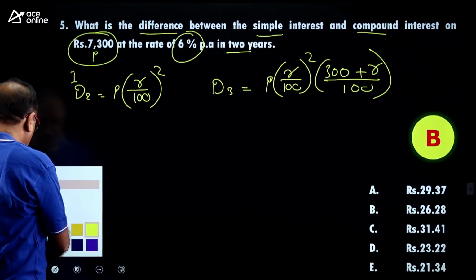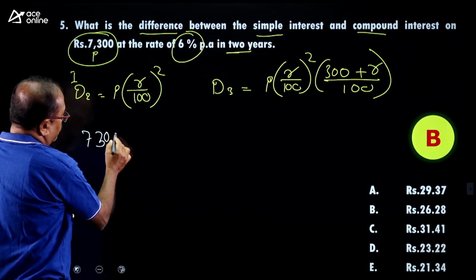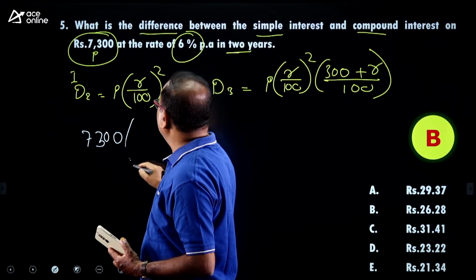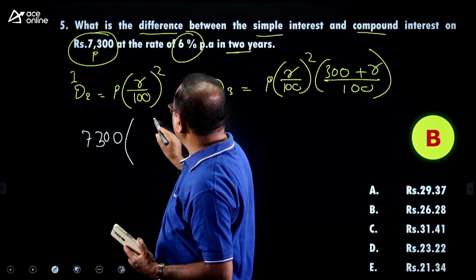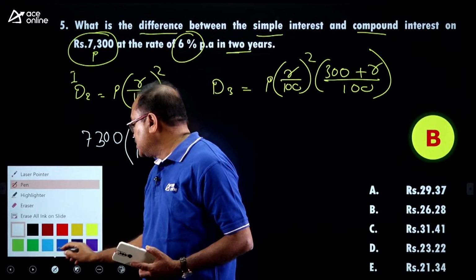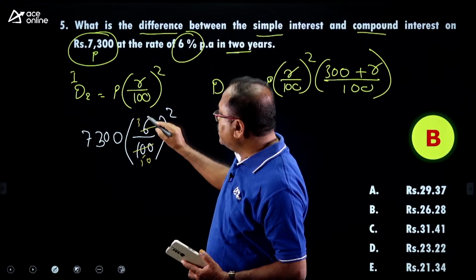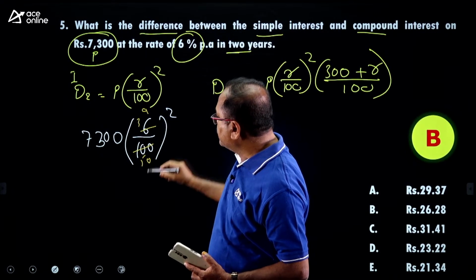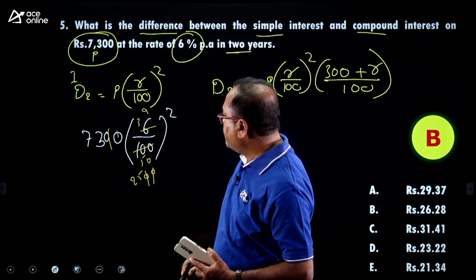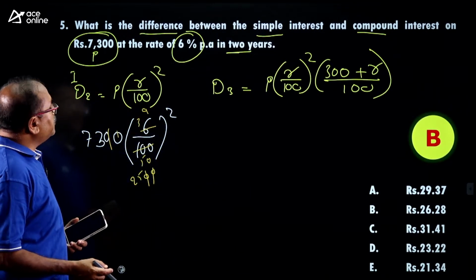Look at this one, the formula approach. What is P? 7,300. It is P. Now what is R by 100? R is 6%, then (6 by 100) to the whole power 2. And you notice that it is getting cancelled 3 times and with 250 times. So with 3 square which is 9 and 5 square which is 25 followed by 20, as these two get cancelled over here. Am I right? So we will be getting 7,300.